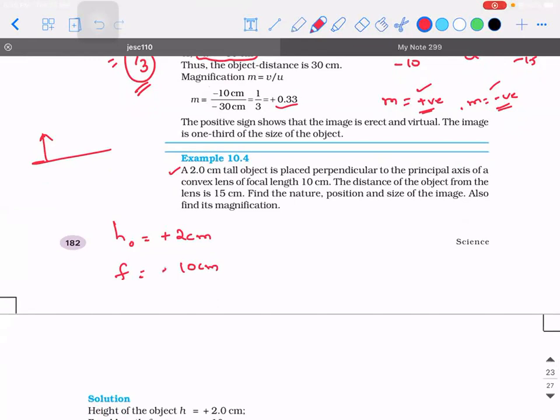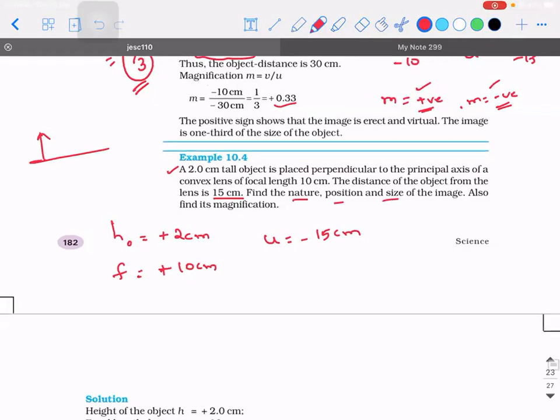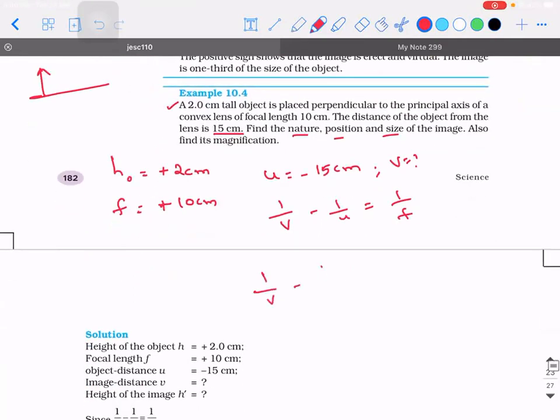Positive or negative? Positive. The distance of the object from the lens is 15 centimeter. U is equal to 15 centimeter. Positive or negative? U by default is negative. Find the nature, position, and size of the image. Also find its magnification. Will you be able to do it? Only one formula: 1 by V minus 1 by U is 1 by F. So V is equal to question mark. 1 by V, no sign convention, minus 1 by minus 15 is equal to 1 divided by 10.